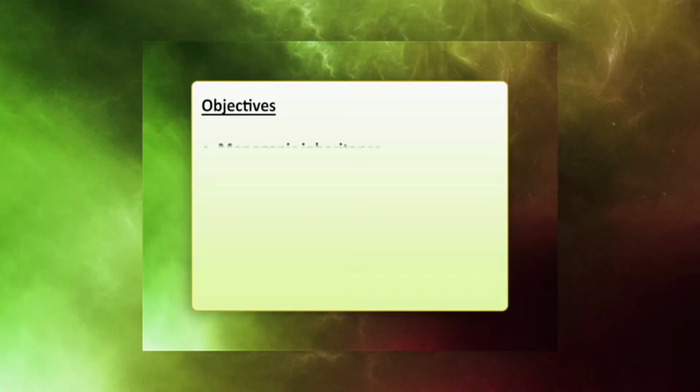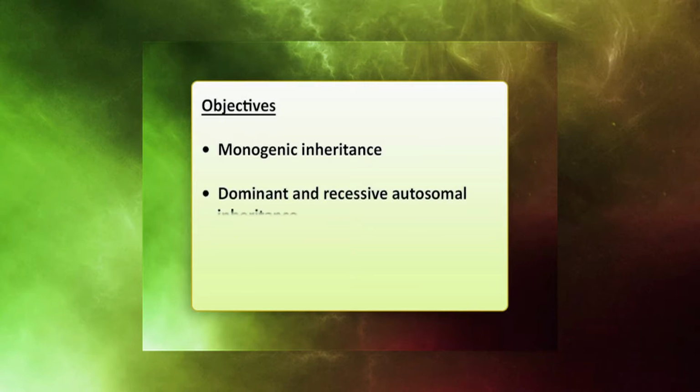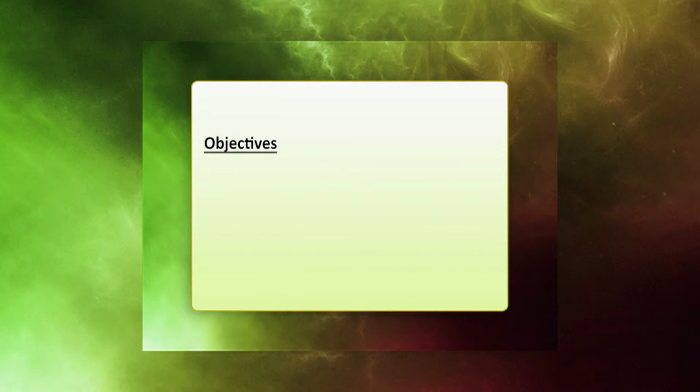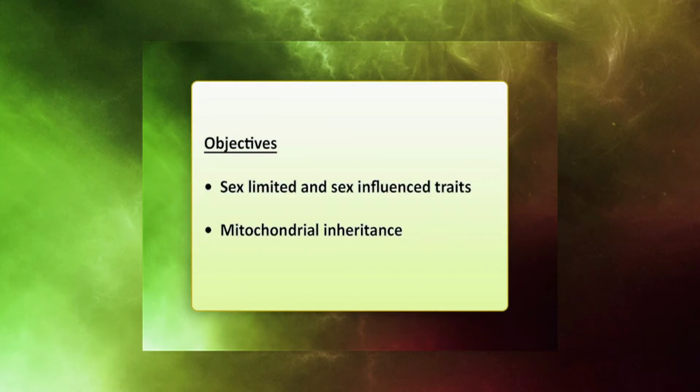Hello students and welcome to the lecture on Patterns of Inheritance for Monogenic Traits. The main objectives of today's lecture are to give a general idea of monogenic inheritance, to explain dominant and recessive autosomal inheritance, to explain sex-linked inheritance, both X and Y-linked, to explain sex-limited and sex-influenced traits, and to explain mitochondrial inheritance.